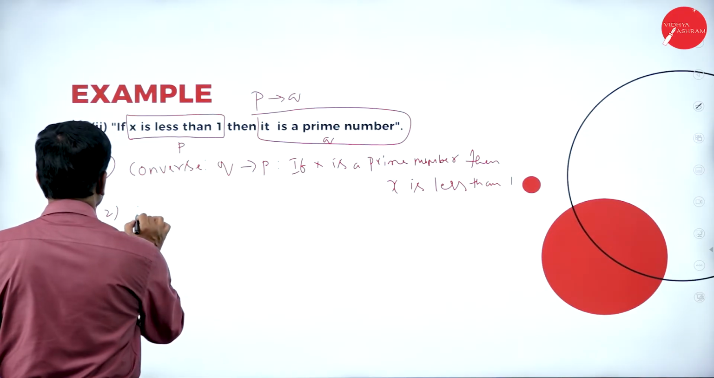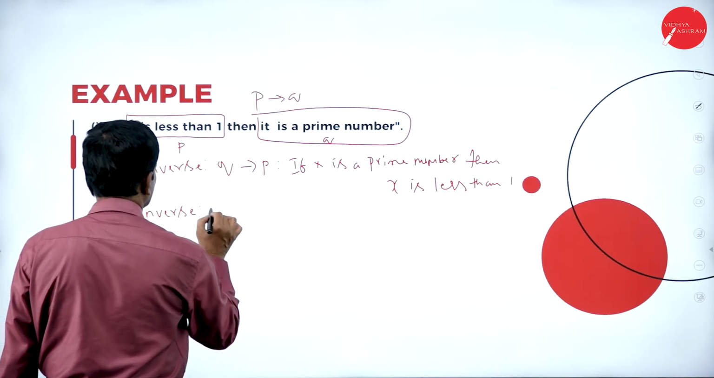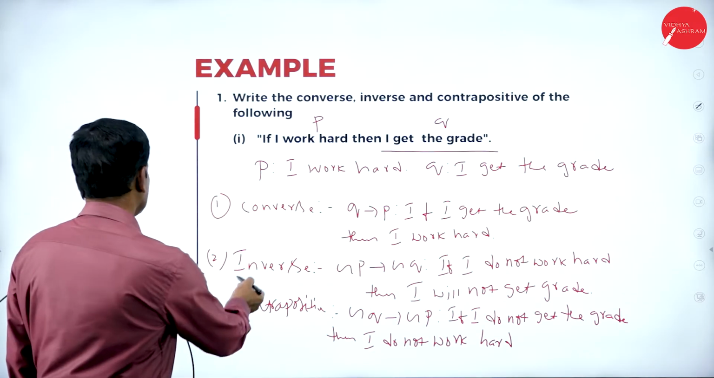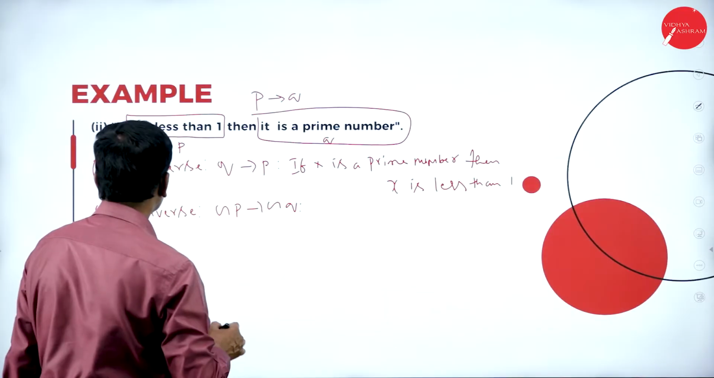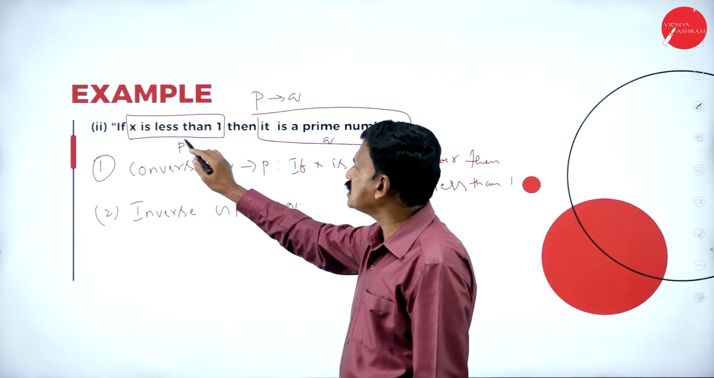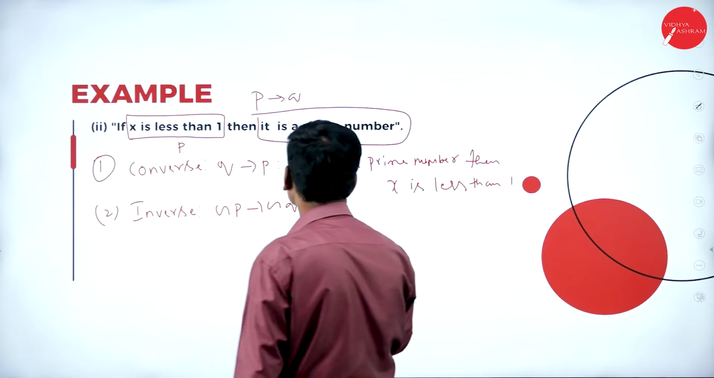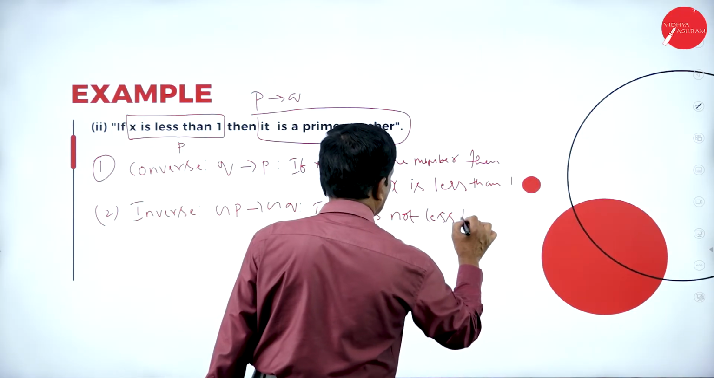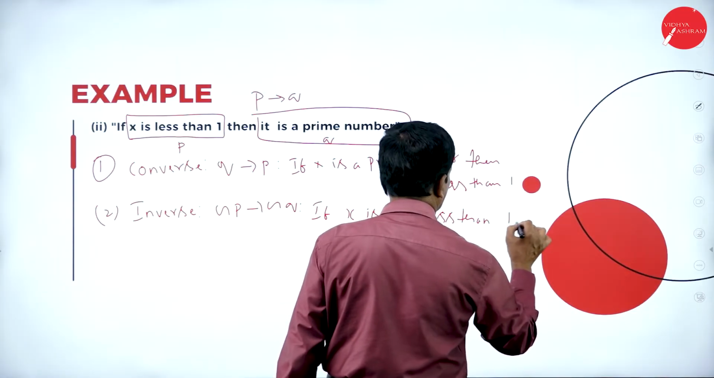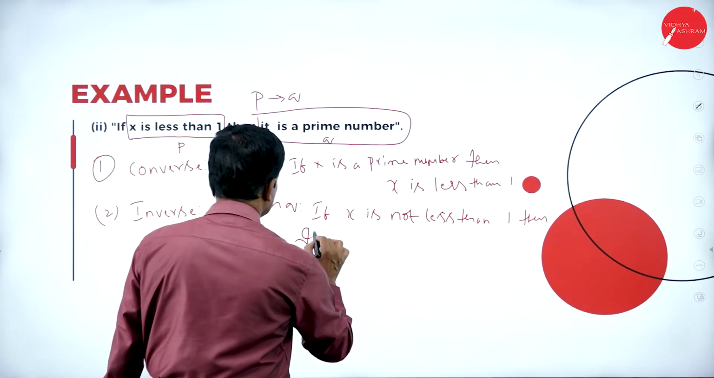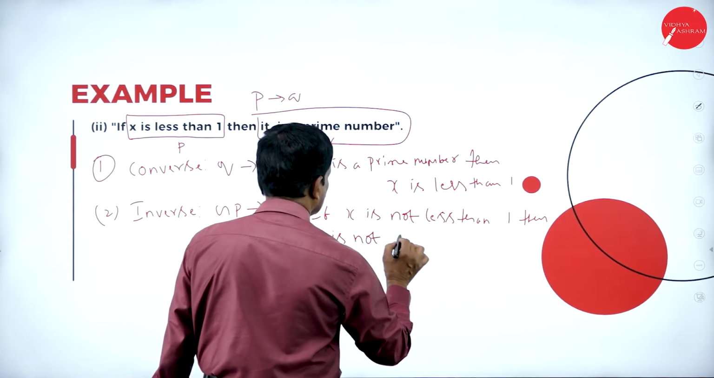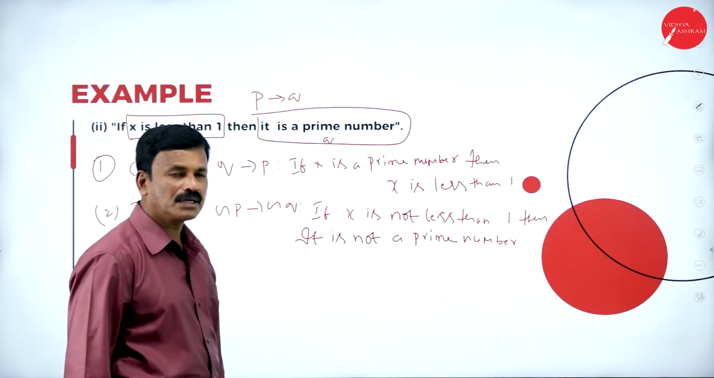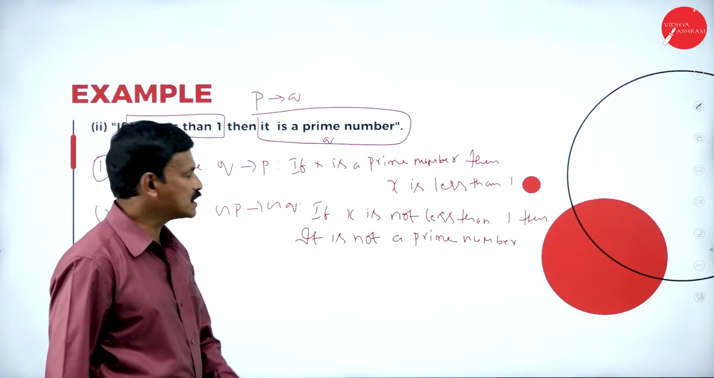The second one, inverse. What is the inverse? Negation of P conditional to negation of Q. So first write down the negation. If X is not less than 1, then X is not a prime number. So the inverse is: if X is not less than 1, then X is not a prime number.